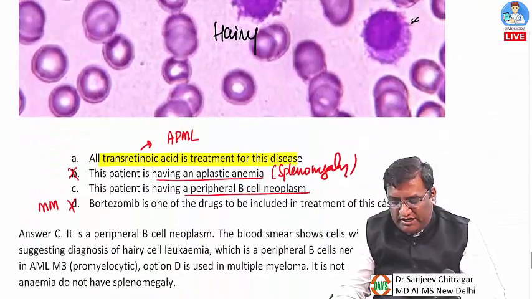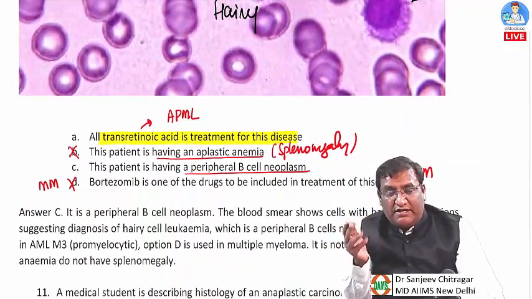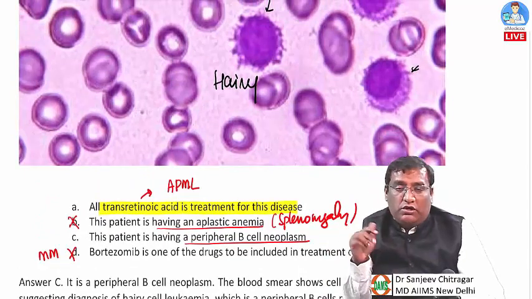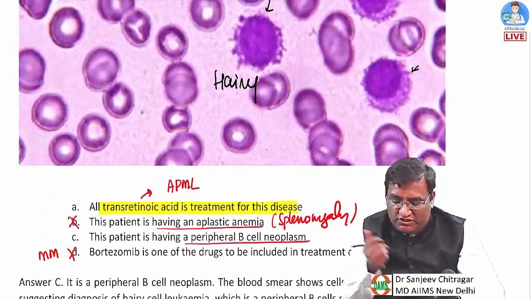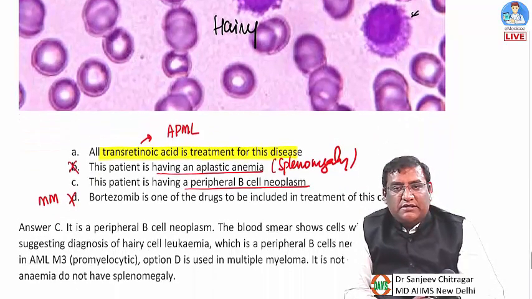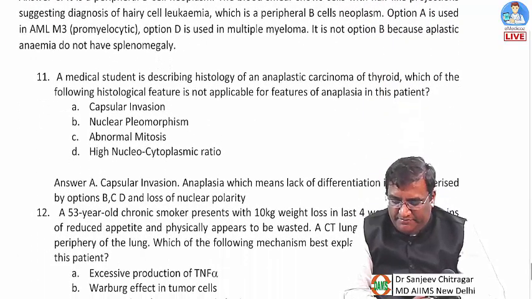So now you have to make a diagnosis. Aplastic anemia is ruled out straight away. Bortezomib is also ruled out because that is for multiple myeloma. All-trans retinoic acid is also ruled out because APML will show blasts with Auer rods. That is not the case here. So the answer is option C. It's a peripheral B-cell neoplasm, hairy cell leukemia.